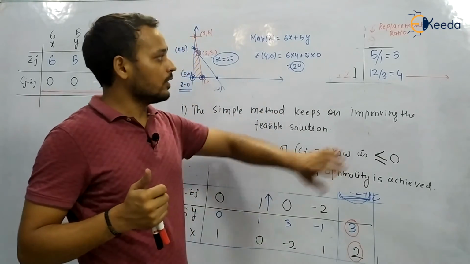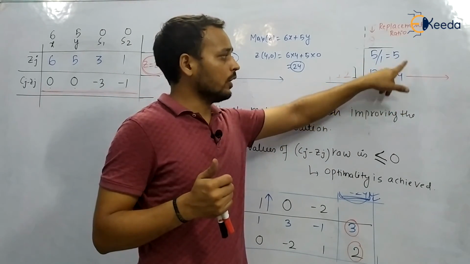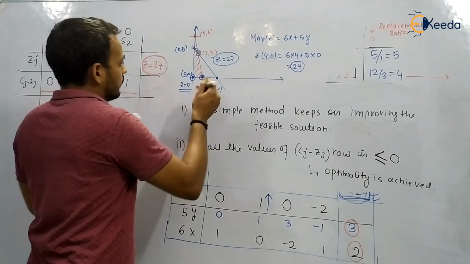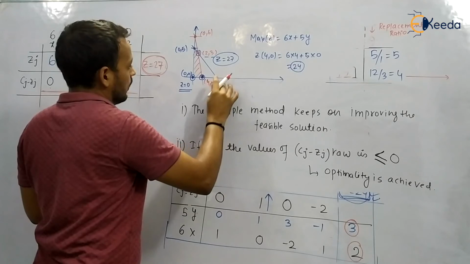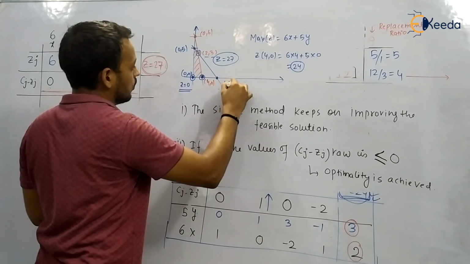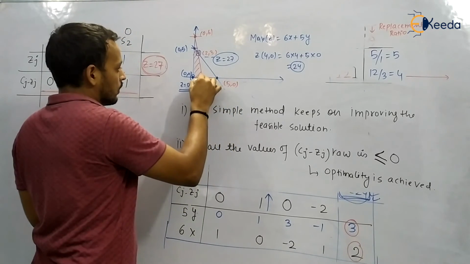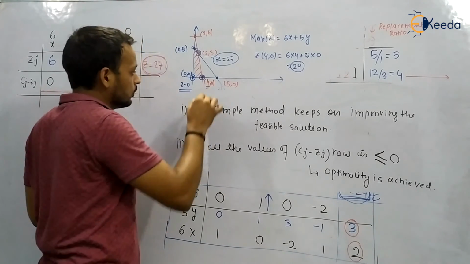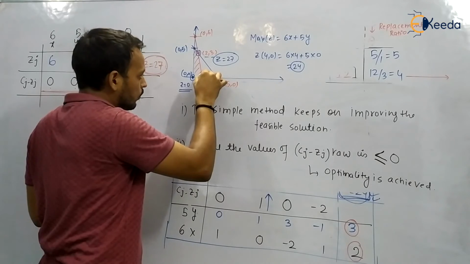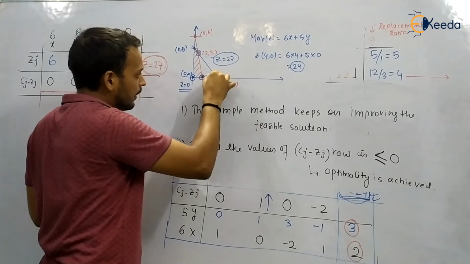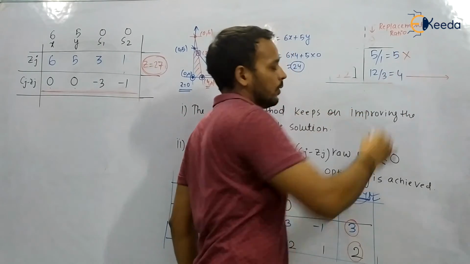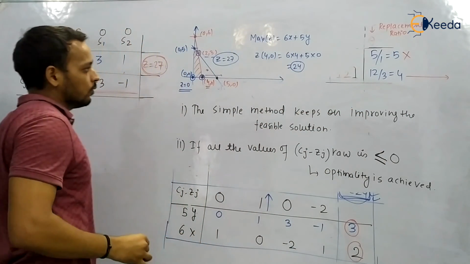And now the question arises, why were we choosing the minimum value? See here, the corner points were (4, 0) and (5, 0). One of the corner points is 4, and if you move further from 4 to 5, then you may reach the infeasible region. That's why we have rejected the value of 5.